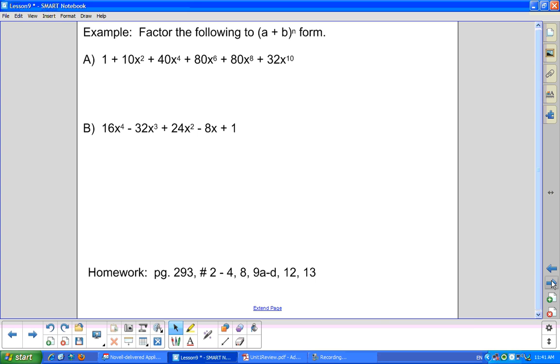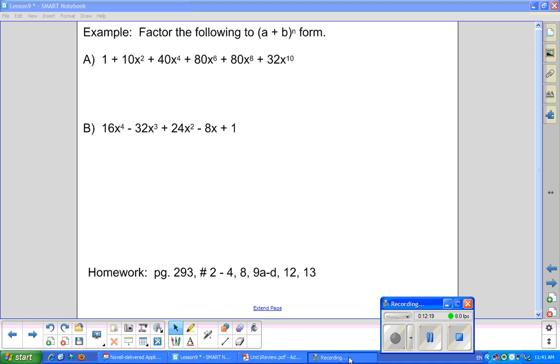Finally, we want to do some factoring here. So with the factoring, I'm going to finish that up in a final video because it takes a little bit more time to explain. So I'll leave it at that for now, and I'll finish that up in the last video.